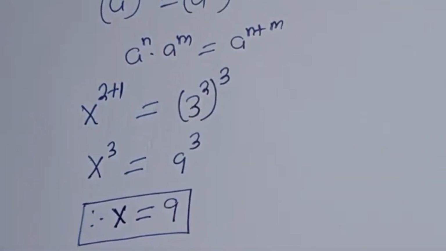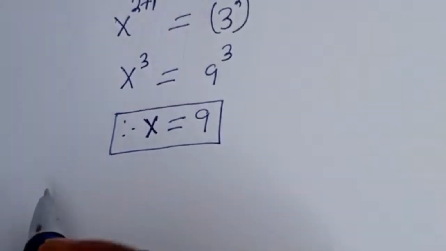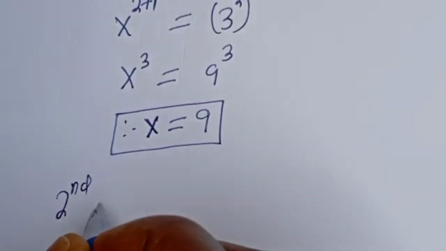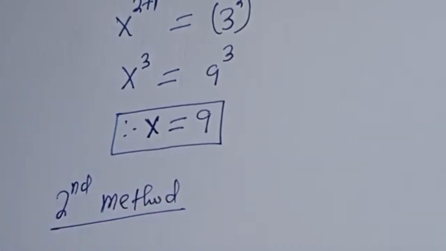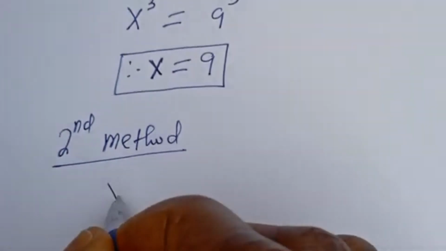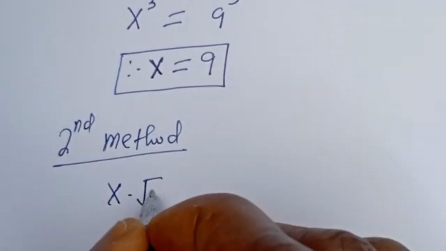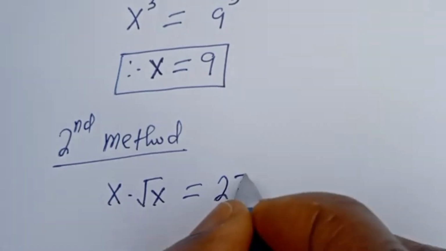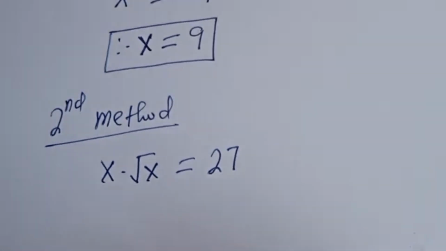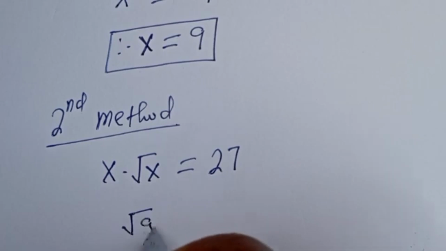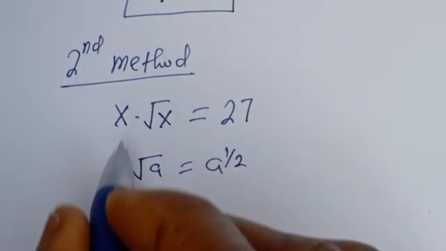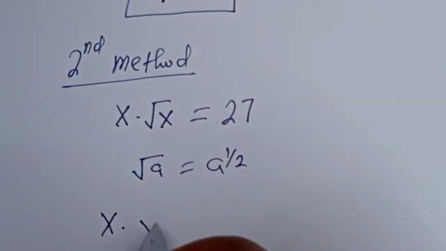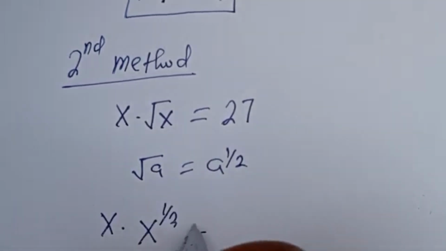Let's consider the second method. From the second method, we have s multiplied by root of s is equal to 27. Then we know that if you have square root of a, this is equal to a raised to the power 1 over 2. So this is s multiplied by s to the power of 1 over 2 is equal to 27.